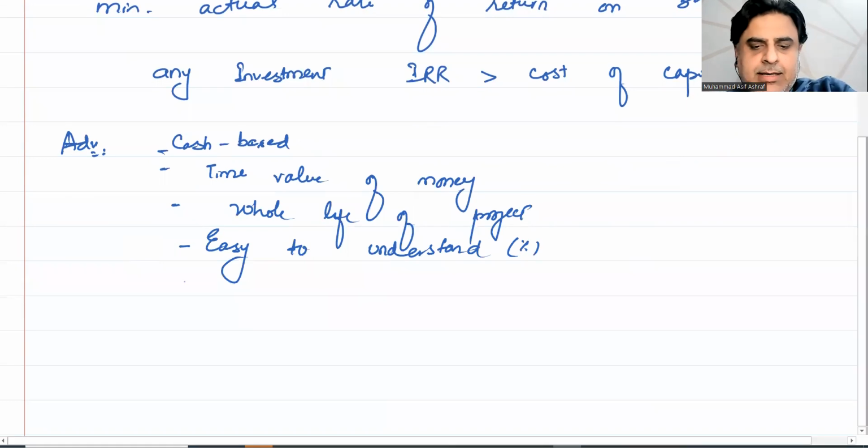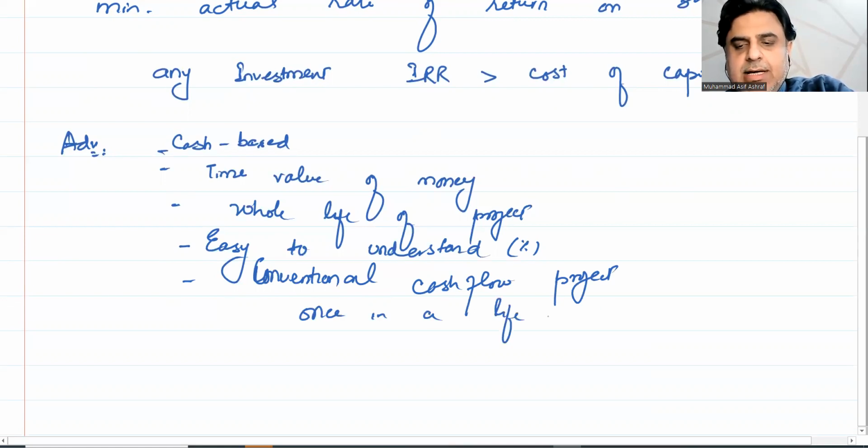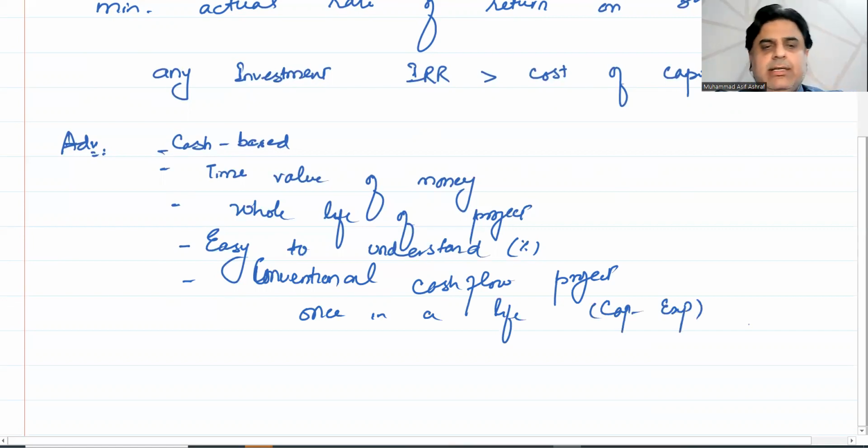Then if you have conventional cash flow projects, what are conventional cash flow projects? Conventional cash flow projects are the projects which follow some conventions, that is, once in a lifetime there would be capital expenditure, and that will be at year zero. This is a conventional cash flow project. And for a single cash flow project, definitely IRR gives you the better result.